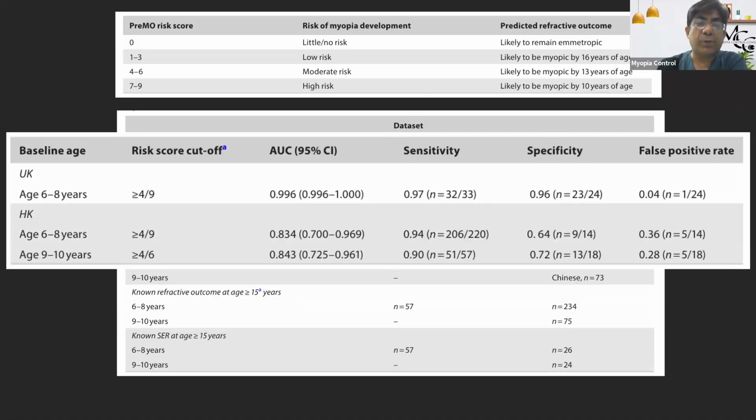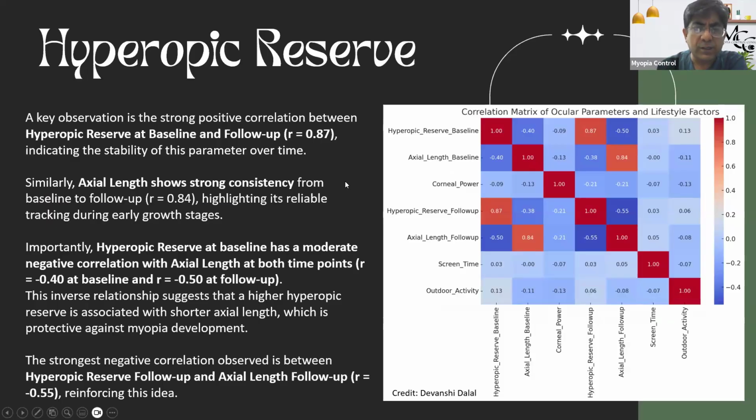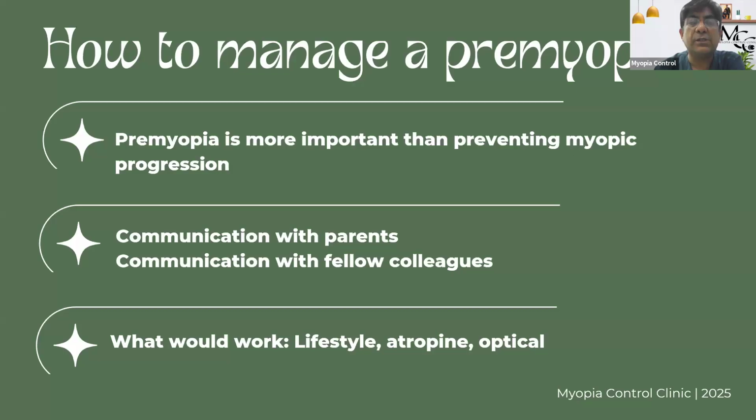And that is where it is important that we should try to find out what is the risk score cutoff. And hyperopic reserve, again, what is hyperopic reserve? We all know that hyperopic reserve means whatever is the plus power and how much is enough. This was a work which we did with Devanshi, and we tried to make a correlation matrix of all the ocular parameters and try to see which one had higher correlation.